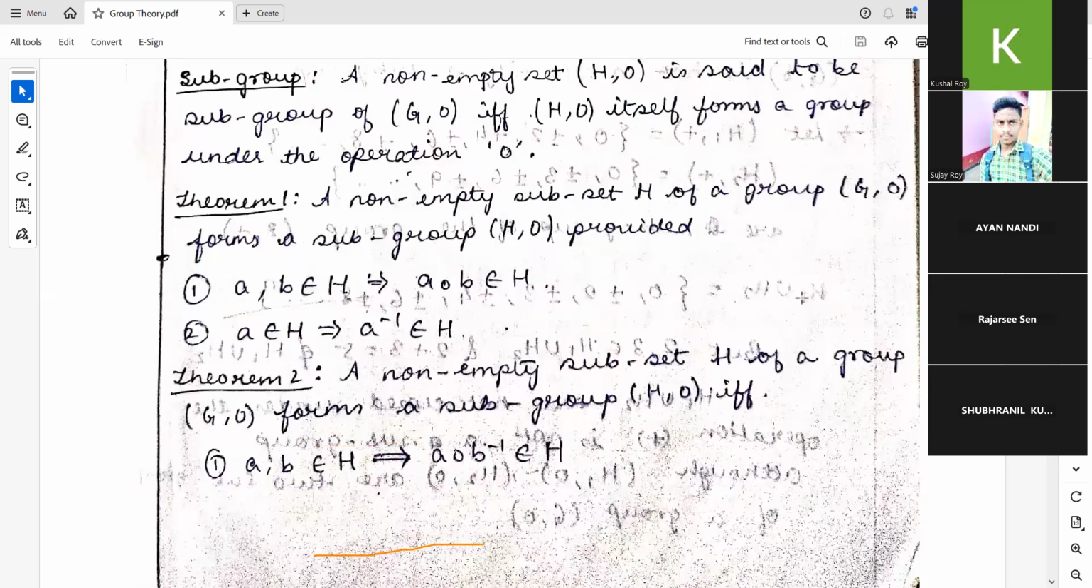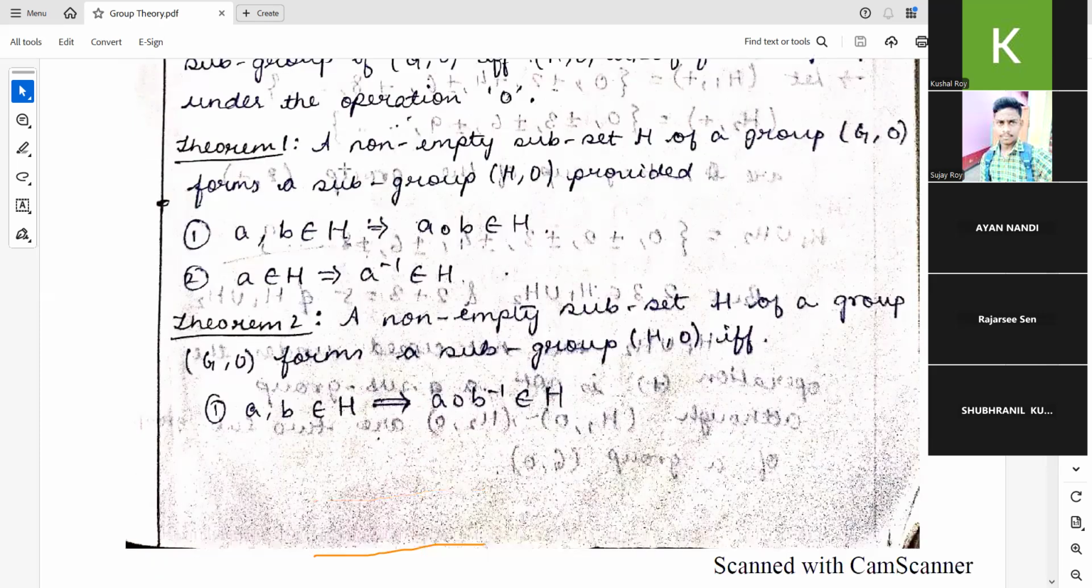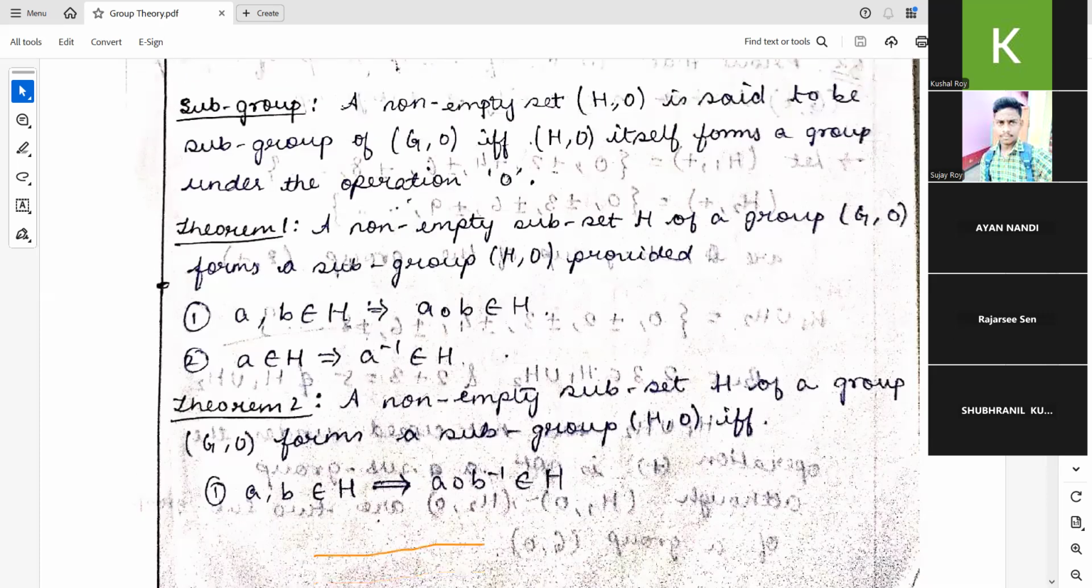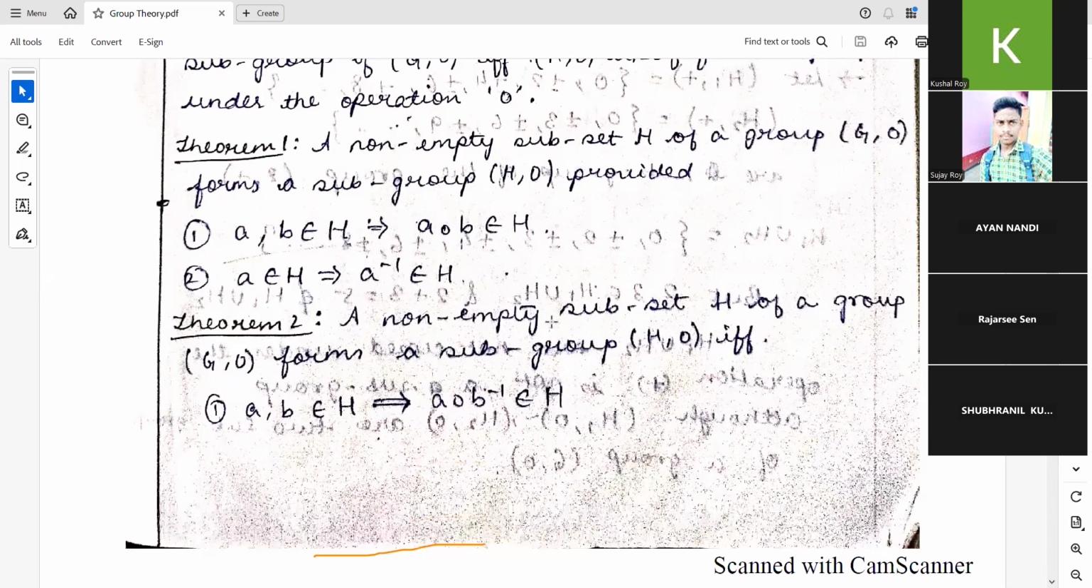Okay. So now the next theorem, a non-empty subset. It is a theorem. Actually, how can we show that a subset of a group is a subgroup? So there are two conditions. A non-empty subset H of a group G forms a subgroup if you consider any two elements a and b from H. In that case, the composition element a composition b must belong to H.